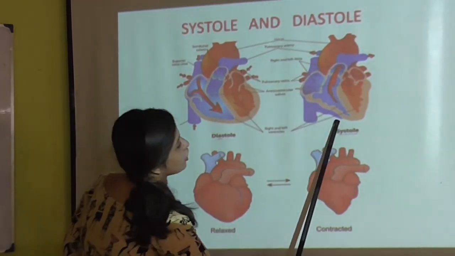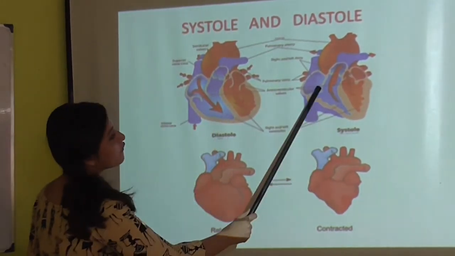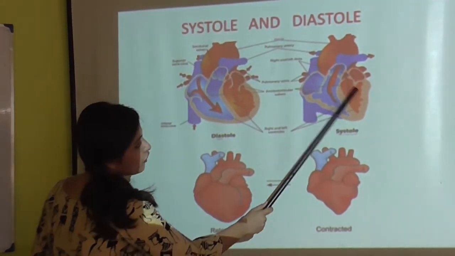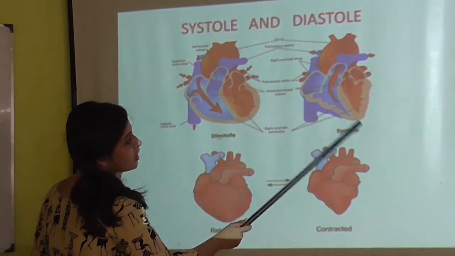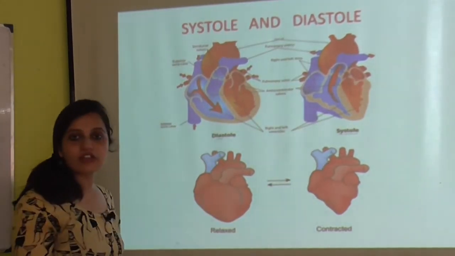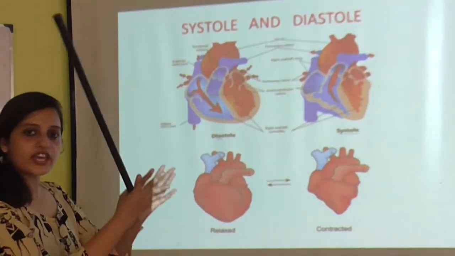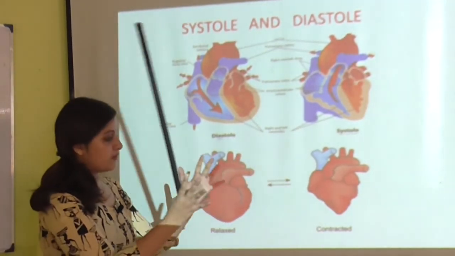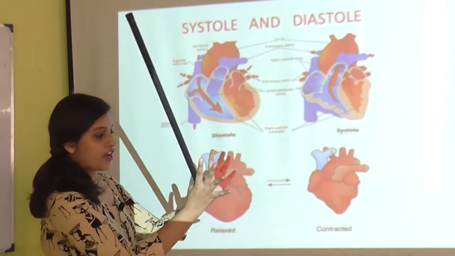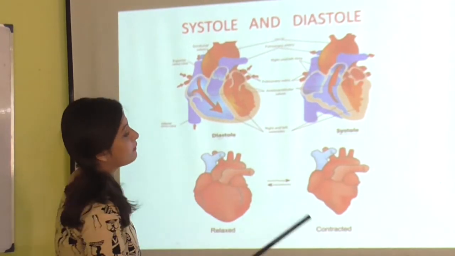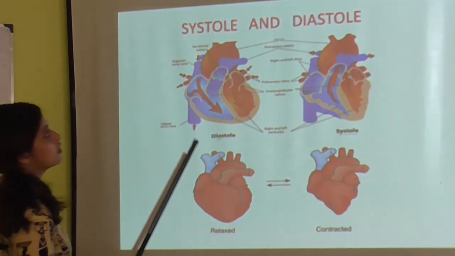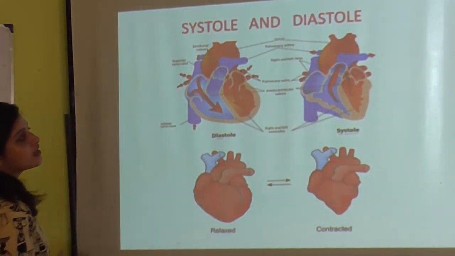And when the blood goes from the ventricles to the lungs, or from the left ventricle to the various parts of the body, the blood is going away. So it will become contracted. Then this term is known as systole.